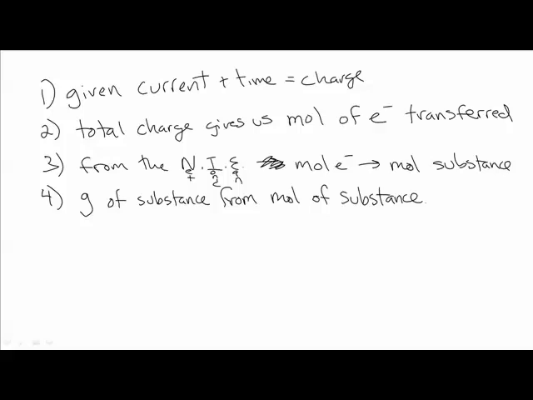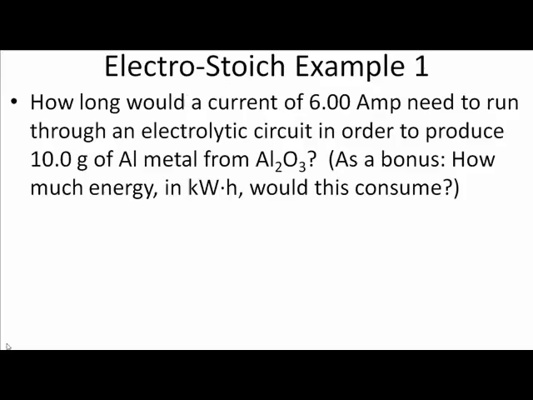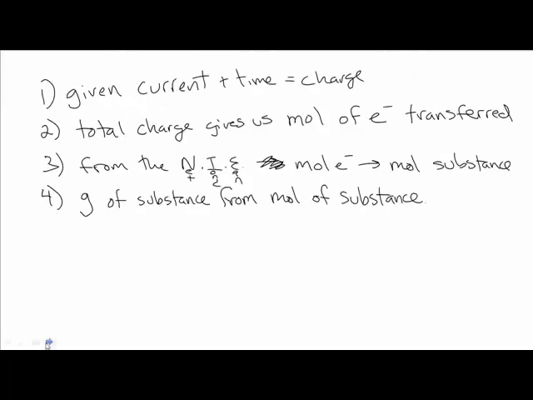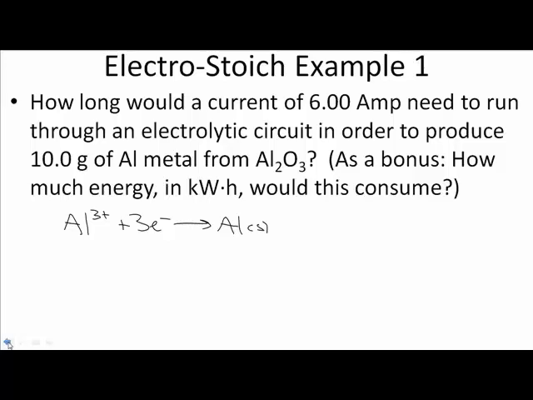So what do we know from our example above? What information are we given? Given a current, and one more thing: grams of substance that we want. So this will end up just being a very long factor labeling problem. So we want 10 grams of Al.